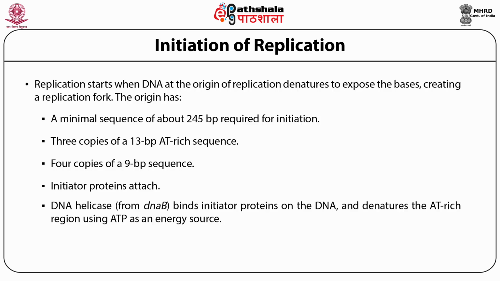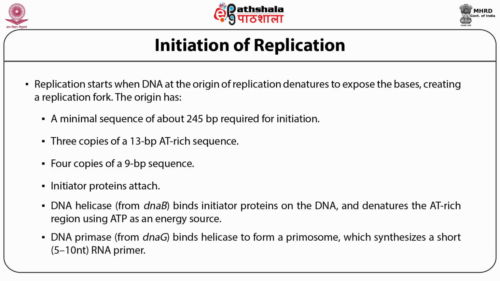Now, once the helicase binds and it has separated the two strands to form a single stranded region, then comes the DNA primase. This comes from the DnaG gene in E. coli. Now, what does primase do? As I already told you, the DNA polymerase cannot start the synthesis of a new strand de novo.